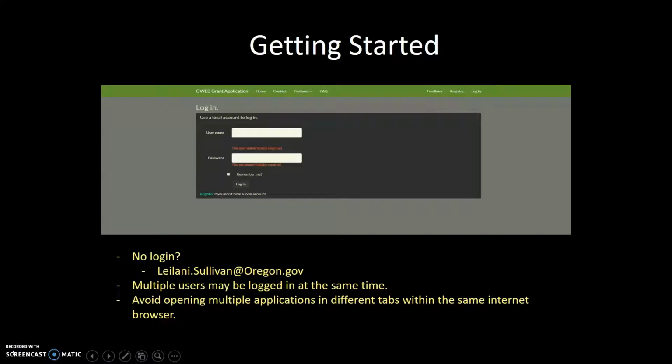The first piece we're going to cover is getting started with the system. To log into the online application, use the OGNIS username and password provided to your organization. If you do not have a username or password, or simply can't remember this information, contact Leilani Sullivan. Her information is located on the screen.